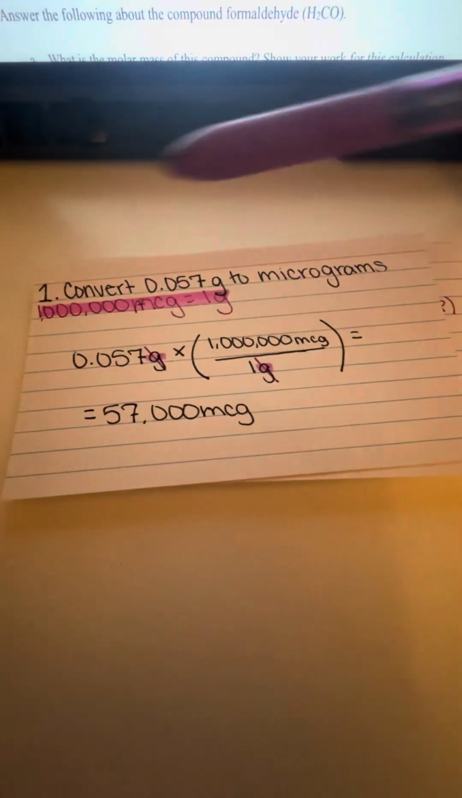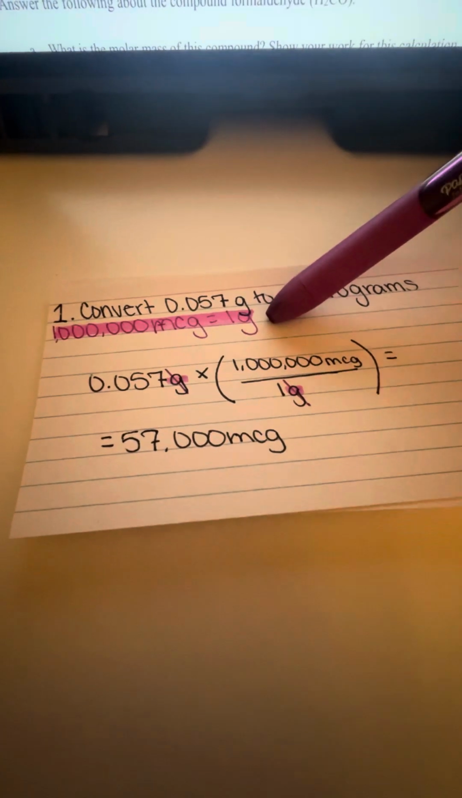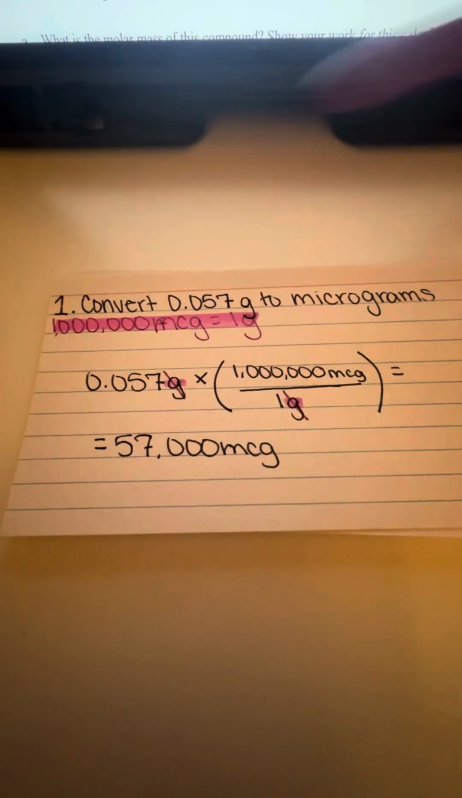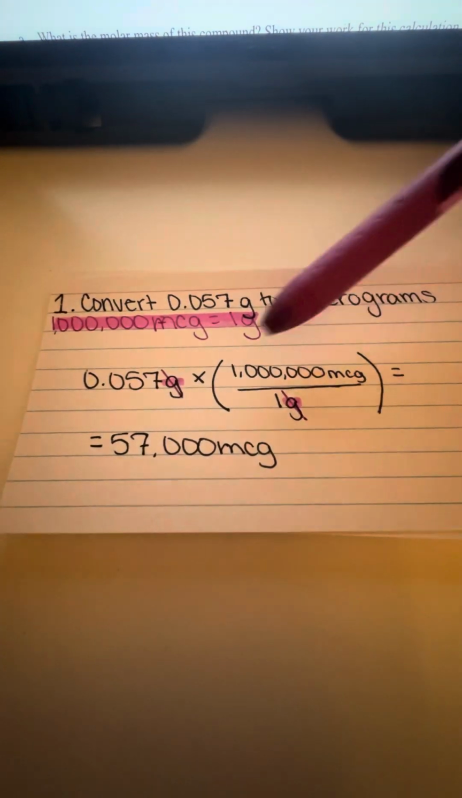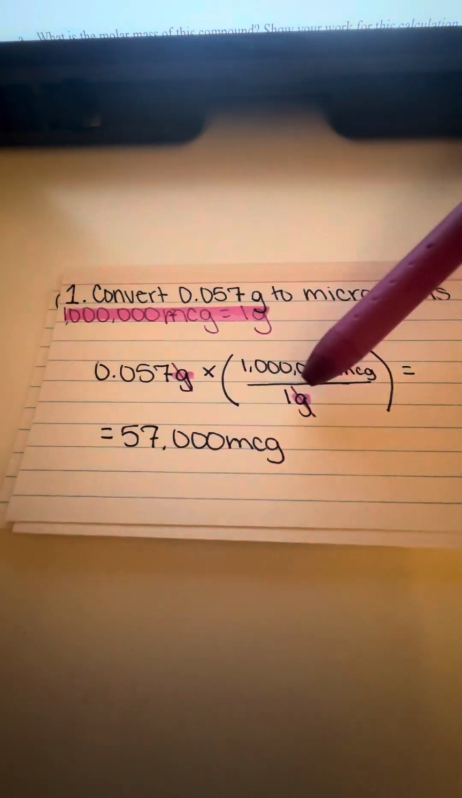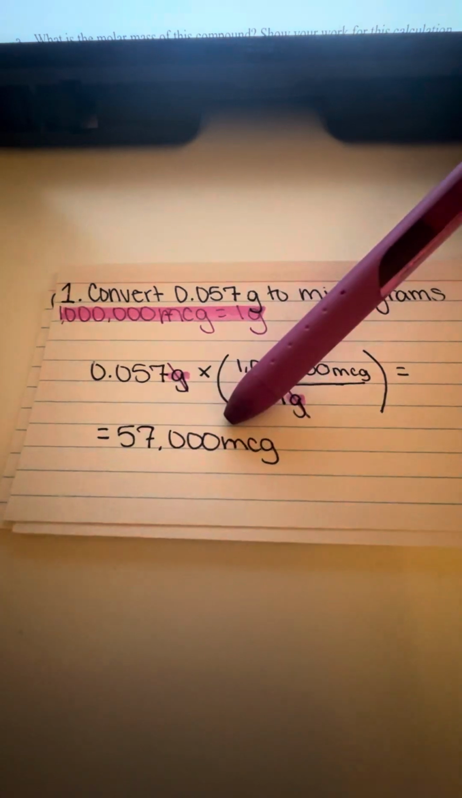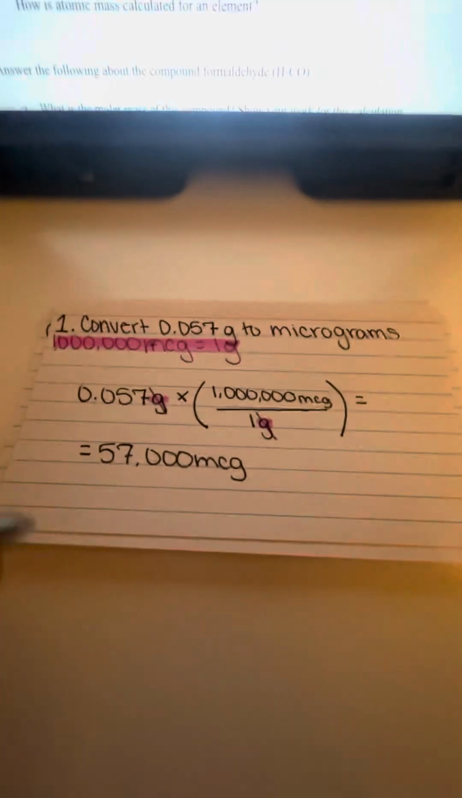The first question was to convert 0.057 grams to micrograms. I first found out how many micrograms are in 1 gram, and it is 1 million. So I took my number I was converting, in parentheses, over 1 million micrograms over 1 gram, and I canceled out the grams, and it equaled 57,000 micrograms. That was my answer to question 1.